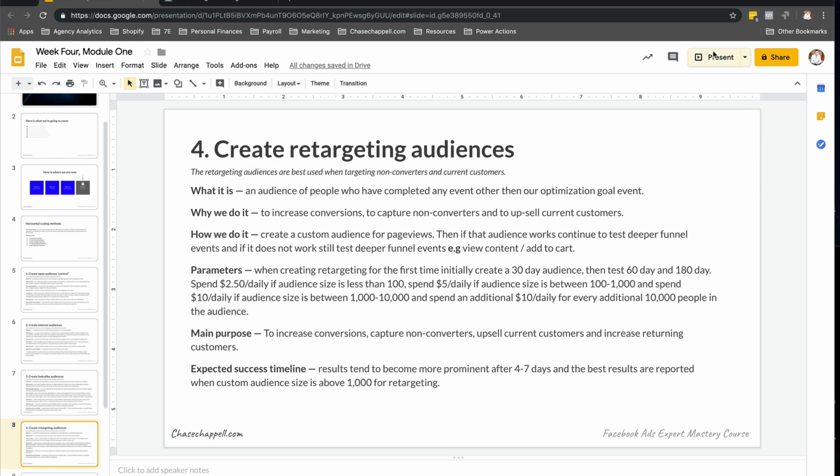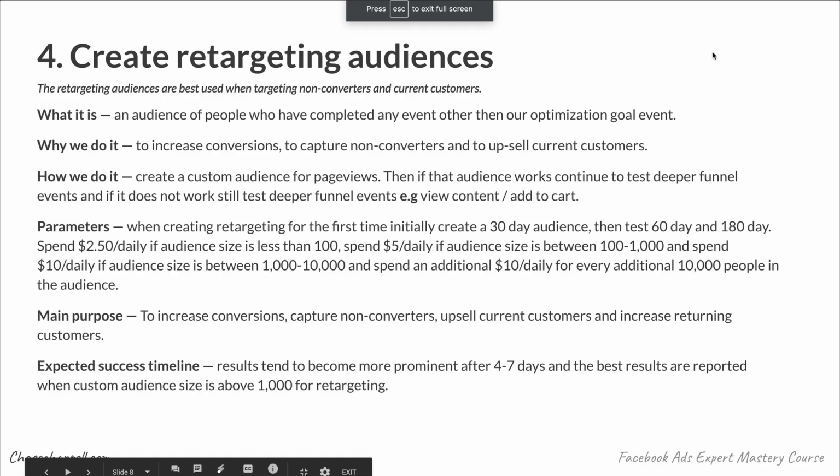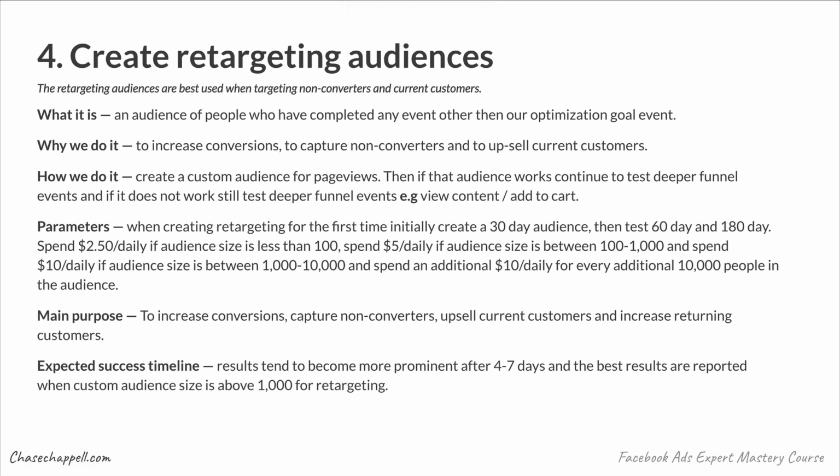Now we are covering retargeting audiences. In the retargeting audiences, they're best used when targeting non-converters and current customers. So what it is basically is an audience of people who have completed any event other than our actual optimization goal event. So if we're optimizing for purchases, if they completed the add to cart but didn't complete the purchase, then we're going to retarget them.